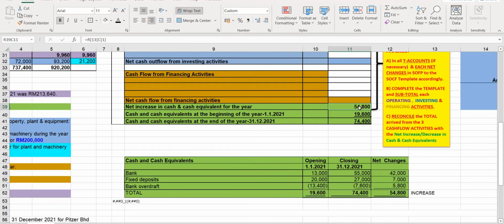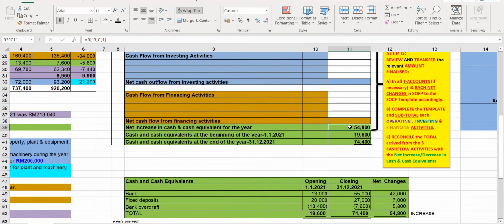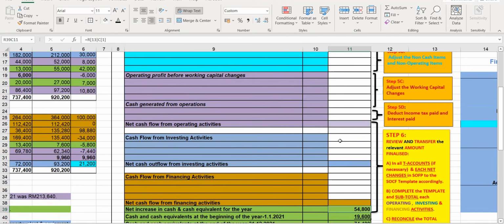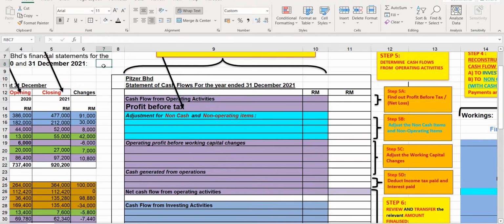So we have now the answer to the cash flow statement, which is 54,800, 19,600, and 74,400, the last three rows. For your information, the total coming from operating activities, the purple one, the investing activities, the blue, and the financing activities, that is the brown, will come back to 54,800. So you now know the answer to the three activities in terms of the total. So that was step 2 for you to do that.